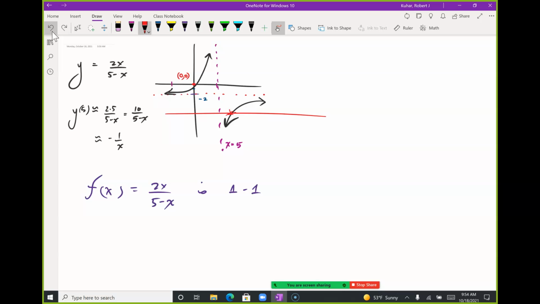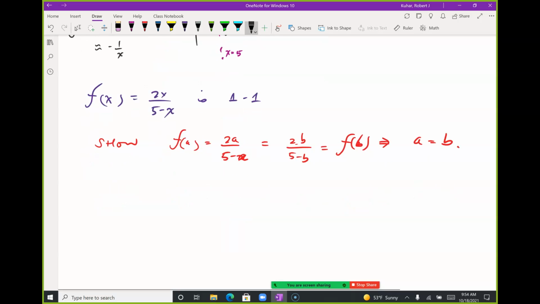So it's clear that it's 1-to-1, but we should be able to show it's 1-to-1. So what I want to do is show that f of a equals f of b, that is 2a over 5 minus a equals 2b over 5 minus b, implies that a equals b. Then I know for sure. So what do I have? 2a over 5 minus a equals 2b over 5 minus b.